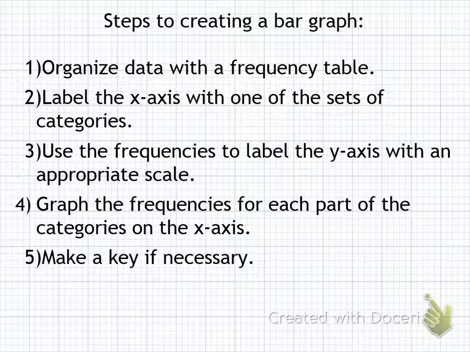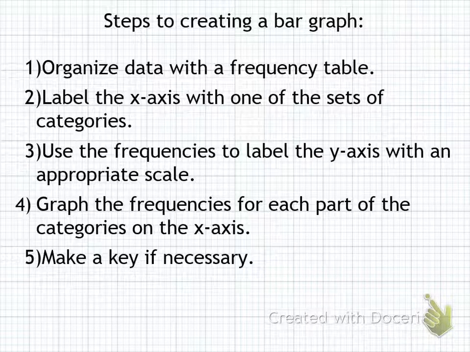So you pick one of those to label your x-axis with, and then you look at the frequencies of the different categories and decide on an appropriate scale for the y-axis for your graph. Then you're going to graph the frequencies for each part of the category. So say, again, with the vegetables for each gender, if you split it up by the different vegetables for your x-axis, then for each vegetable you need to have two different bars, one for the males and one for the females. Okay, so you need to show the frequencies for each part of that category.